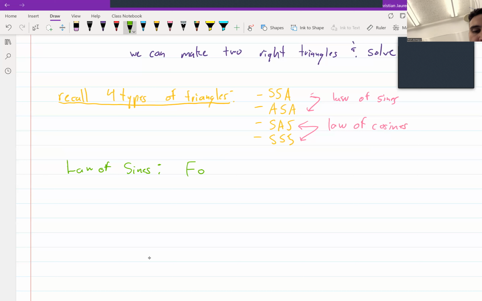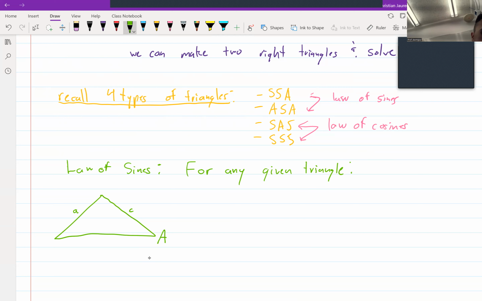For any given triangle, it would have to look like this, where little a is across from the angle A, little c is across from the angle C, and little b is across from the angle B. This holds true: sine of big A over little a equals sine of big B over little b equals sine of big C over little c.